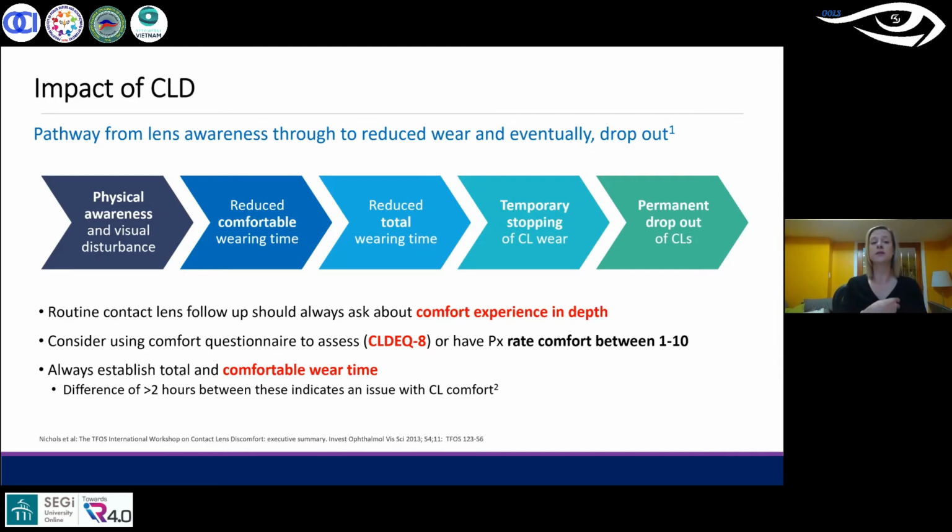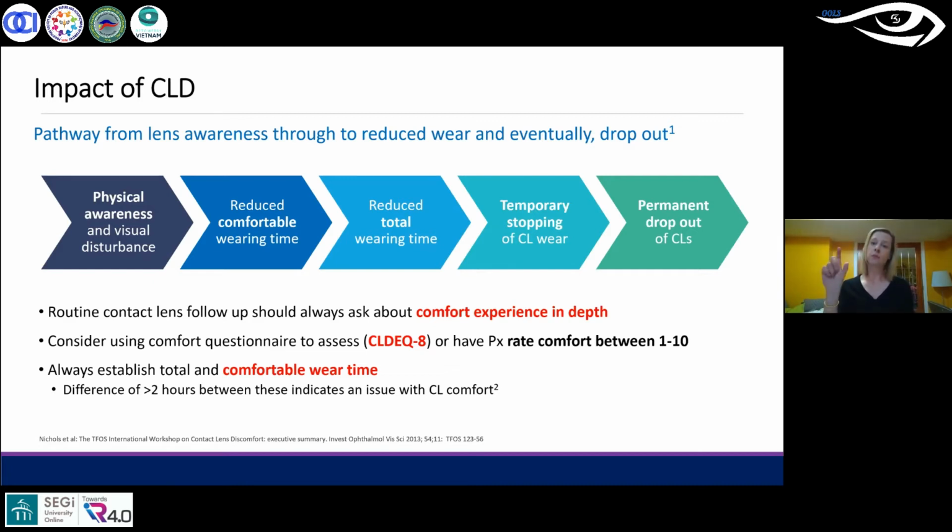So this is one of those reasons for being proactive with contact lens patients, and not just kind of saying, when you see them for aftercare, is everything okay? But you really need to go into depth of, well, how long do you wear your lenses for? Give me the time you pop them on, time you take them out each day. Of that time, how long can you wear them for comfortably?